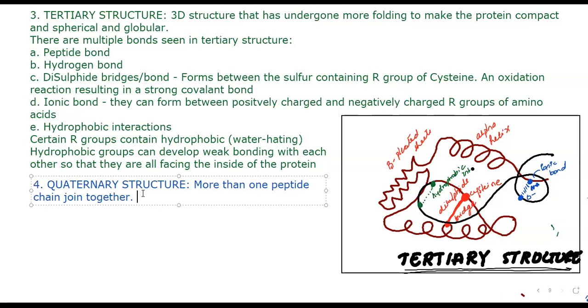They didn't join by peptide bond. Keep that in mind. Hydrogen bond, ionic bond, disulfide bond, something like that. Those two different chains of protein join together. Till tertiary structure, we were talking about one chain being folded and folded. Now we have two chains, or maybe three chains, or maybe four chains, all joining together to make one full protein. That is known as quaternary structure.